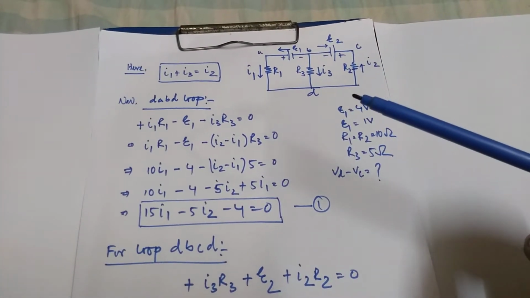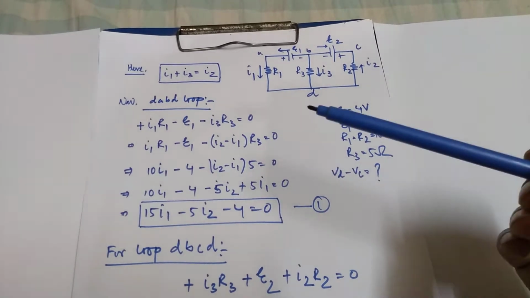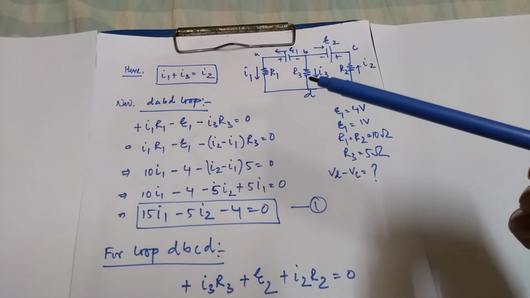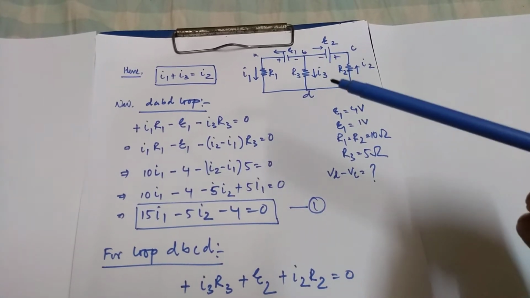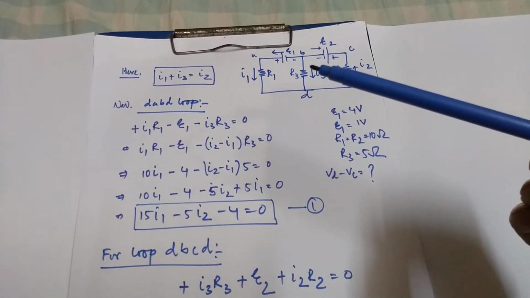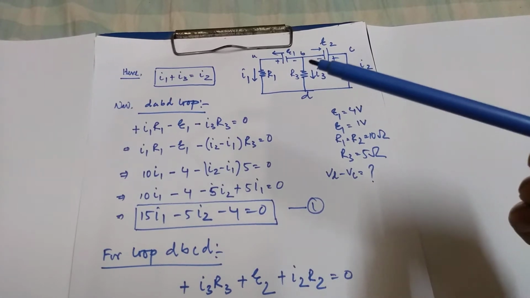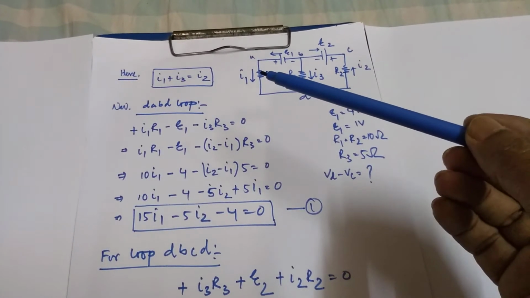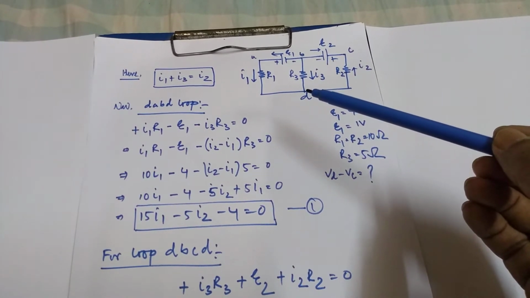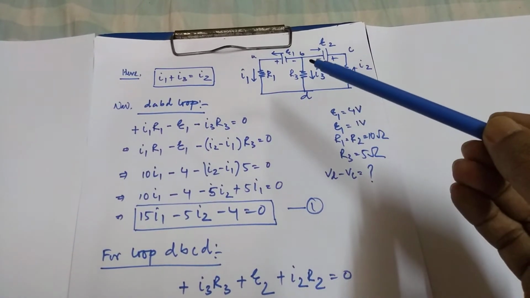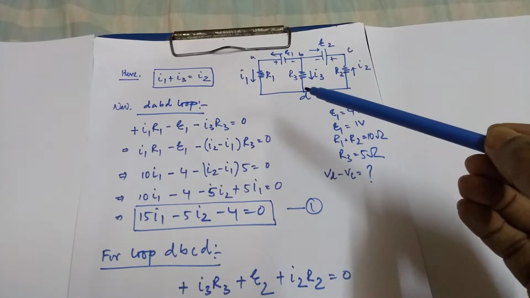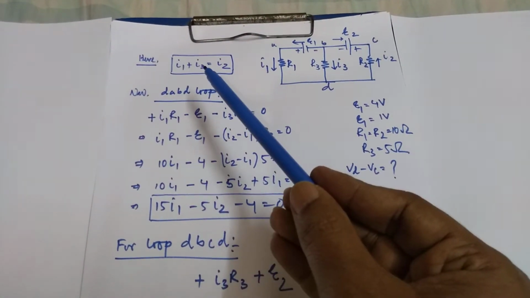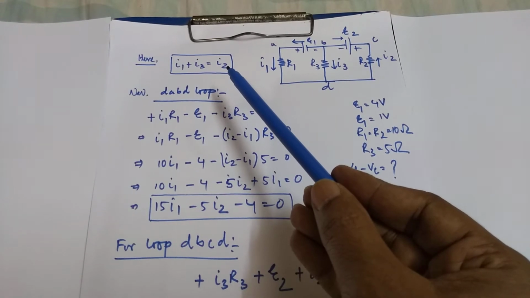Fine. So I have to use two laws here. One is charge conservation, which is KCL, Kirchhoff's current law, and the second is KVL, energy conservation, Kirchhoff's voltage law. If you closely observe point D, I1 is incoming and I3 is also incoming. So I can write that I1 plus I3 will be I2. This is the key point.